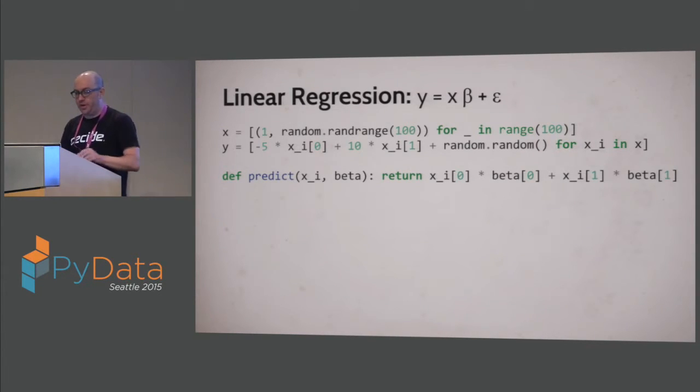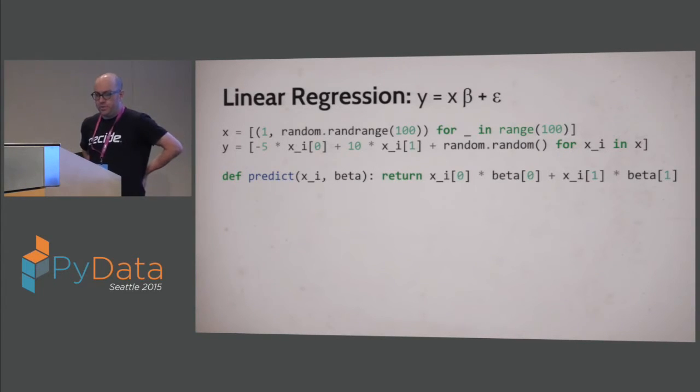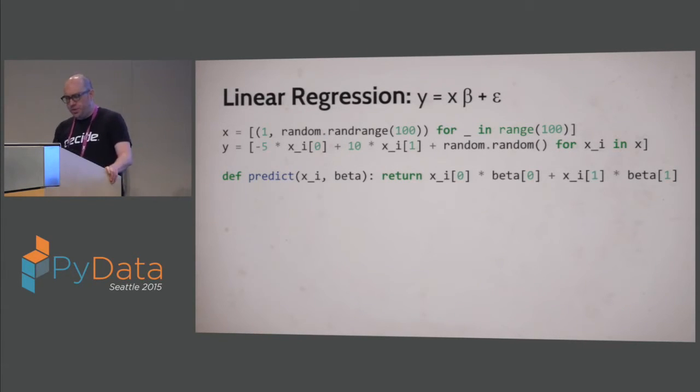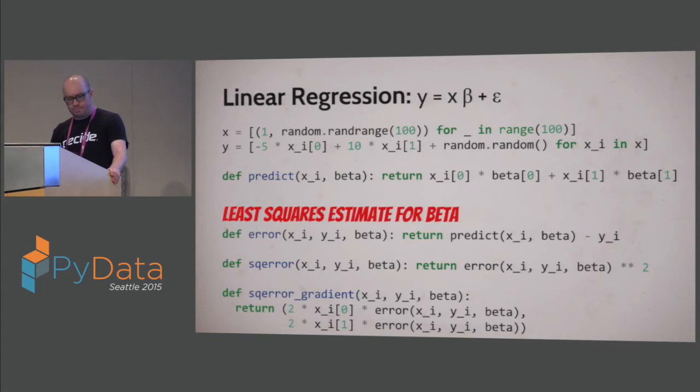So in particular, we're going to apply this to linear regression. I'm sure you're familiar with the linear regression model. Y equals x beta plus some error term. So here, x is just a constant value and then also a random number, 100 points. Y, we're going to set up so that it really is a linear relationship. So a fixed constant of -5 plus 10 times the second coordinate, and then plus some random noise. And so to predict with this model, you just say that's the first coordinate of x, which is 1, times the first coordinate of beta, plus the second coordinate of x times the second coordinate of beta. So very straightforward, what they teach you in Stats 101.